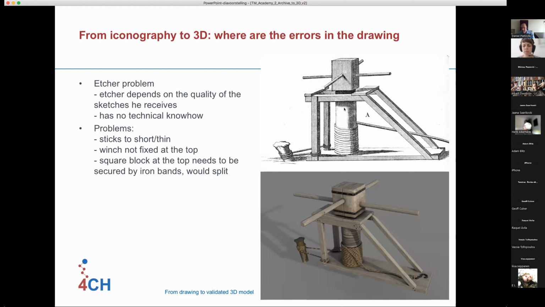Second thing is this winch here has to be fixed. That's why you have such a whole construction there. But the etcher forgot, in fact, to fix his vertical winch. You need to fix it here.